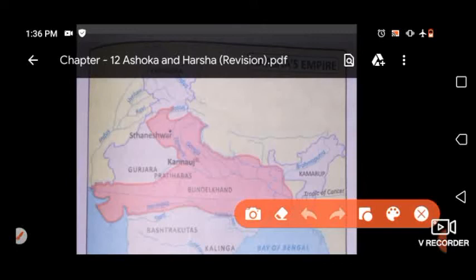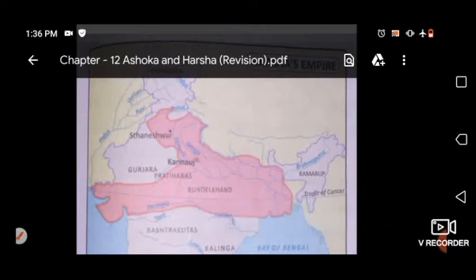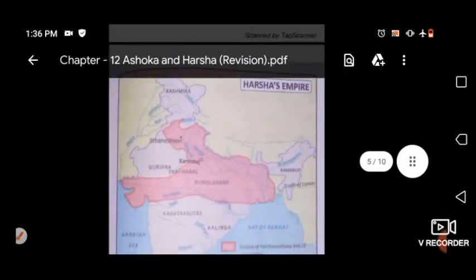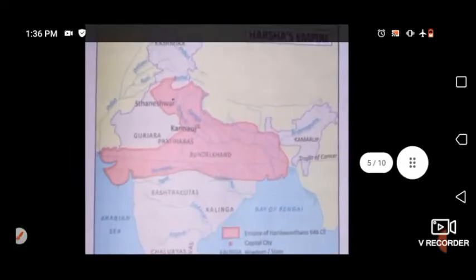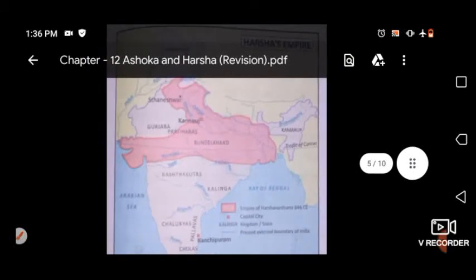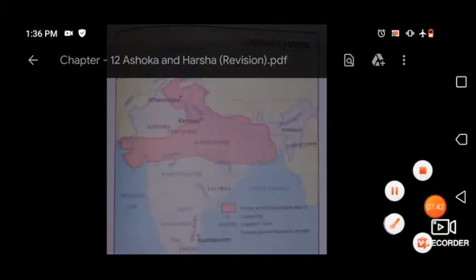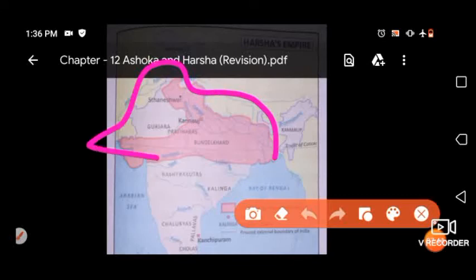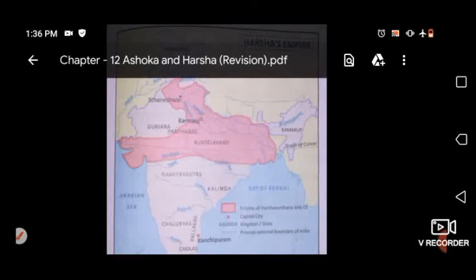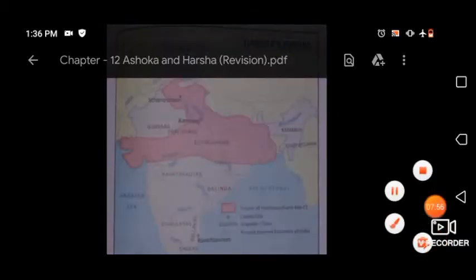Now let's read about Harsha's kingdom. Firstly, look at this map given on your screen. This was the kingdom of Harshvardhan, as you can see on your screen. It was not as large as Ashoka's kingdom, but it was also a very large kingdom.